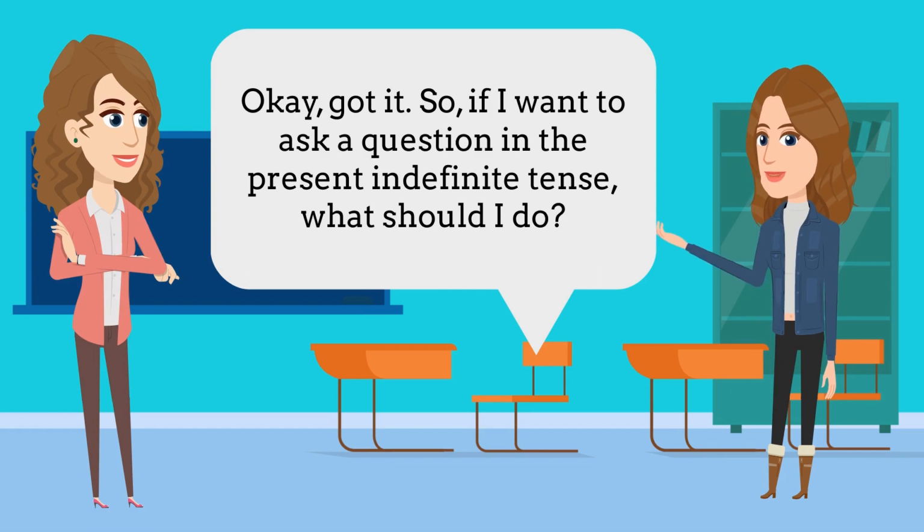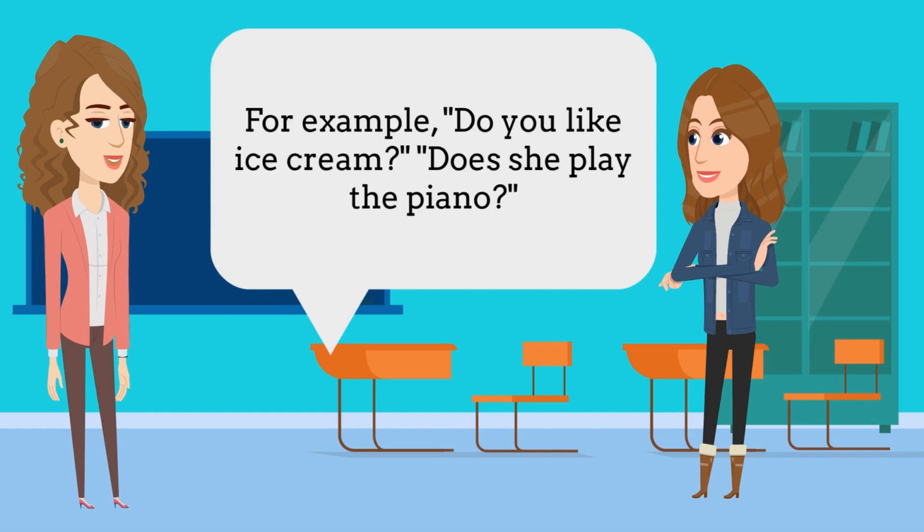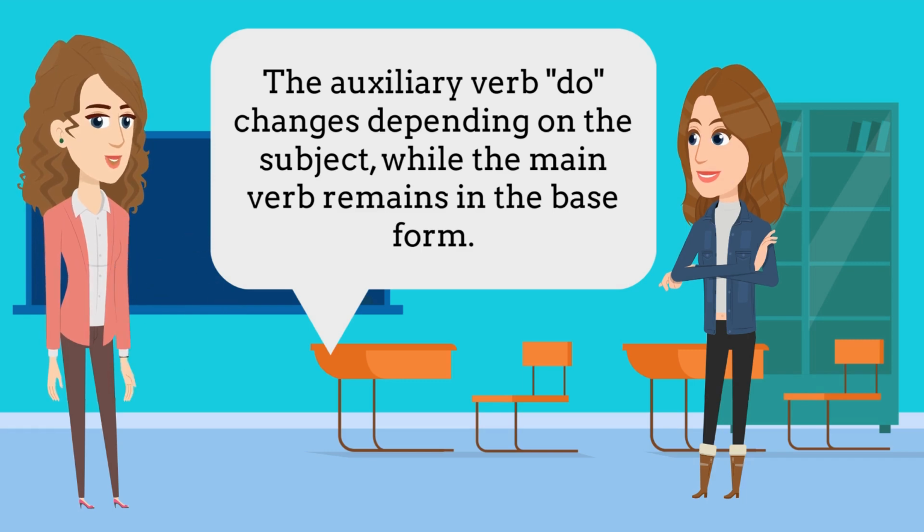Okay, got it. So, if I want to ask a question in the present indefinite tense, what should I do? When forming a question, we usually start with an auxiliary verb, do, and use the base form of the main verb. For example, do you like ice cream? Does she play the piano? The auxiliary verb do changes depending on the subject, while the main verb remains in the base form.